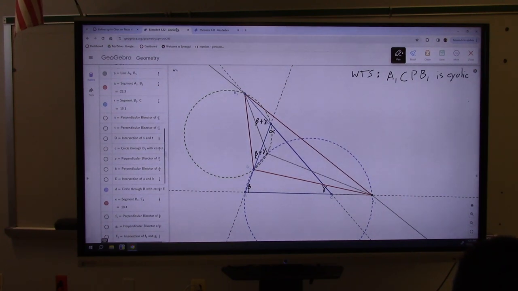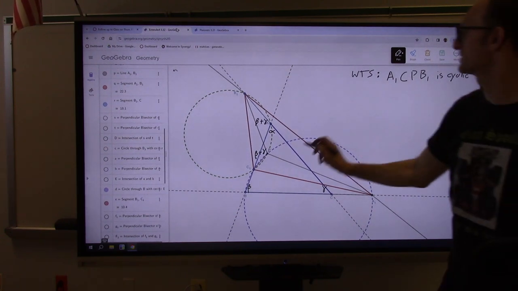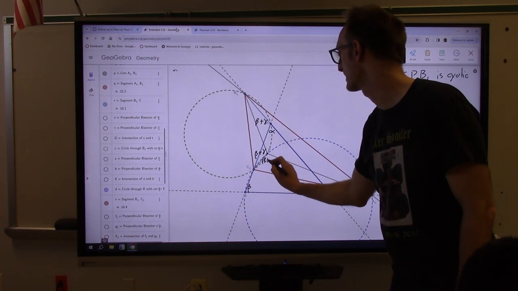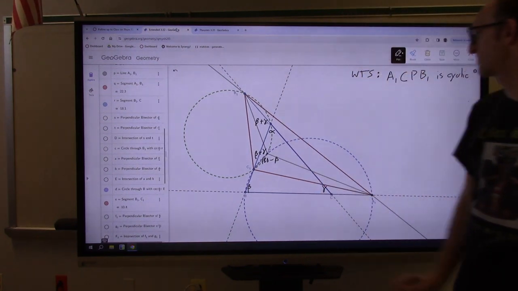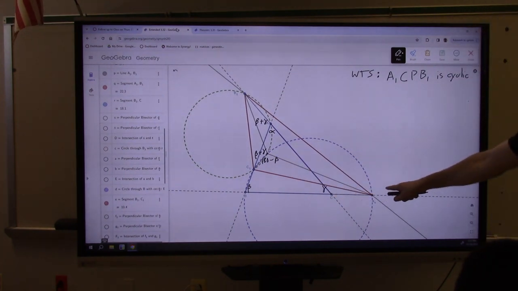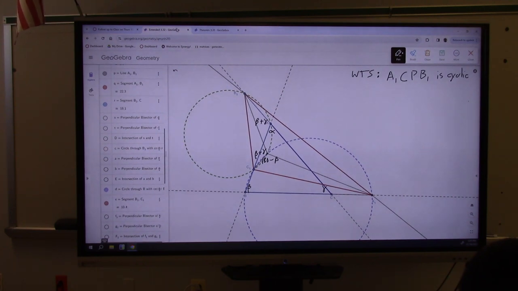Wait, I got lost. Which angle? C1PA1 is supplementary to angle beta because it's cyclic by definition. So this is 180 minus beta. Is that what you said? Yes, that's right. Yes, because BCPA1 is cyclic in the purple circle.